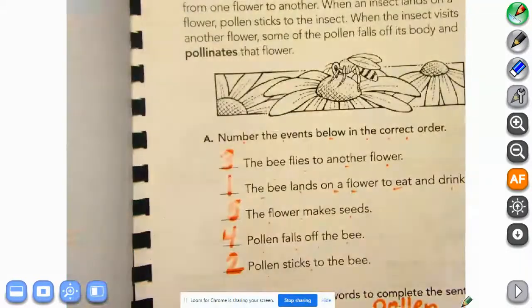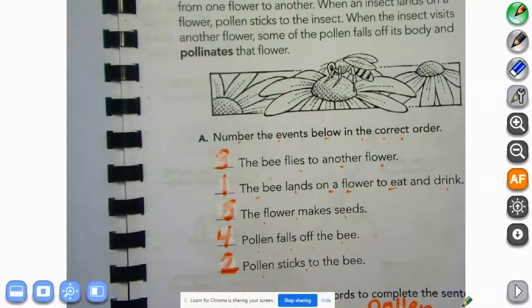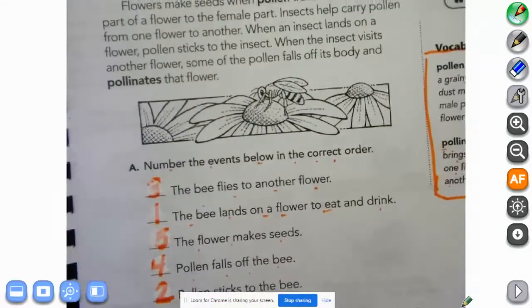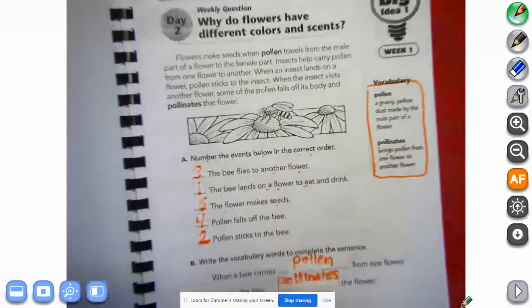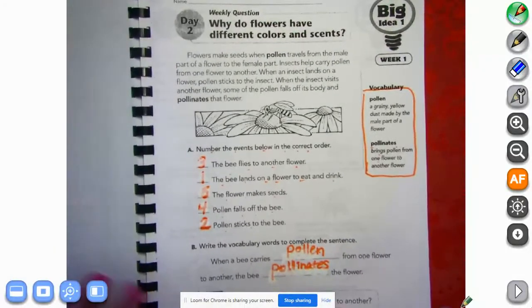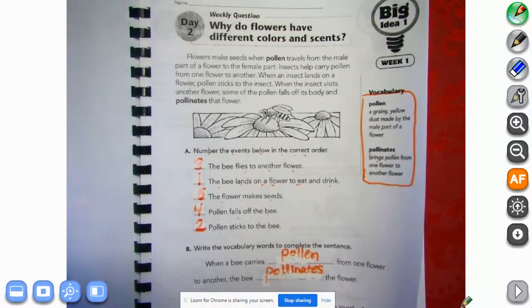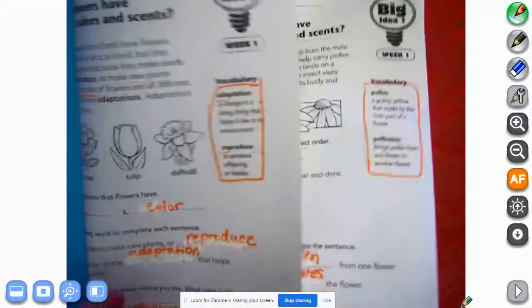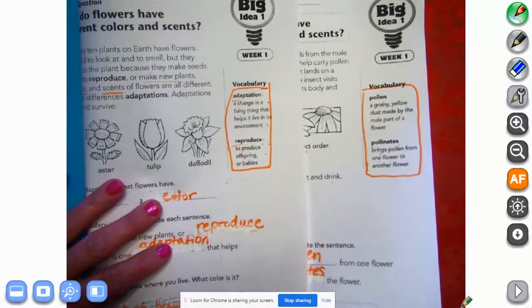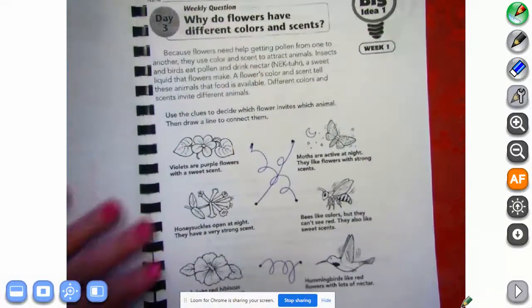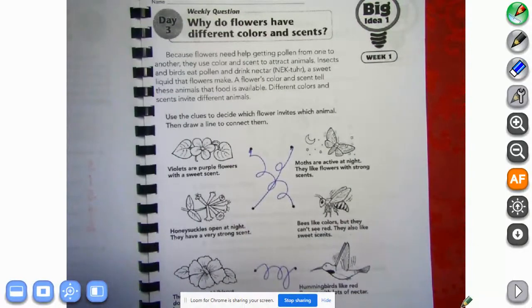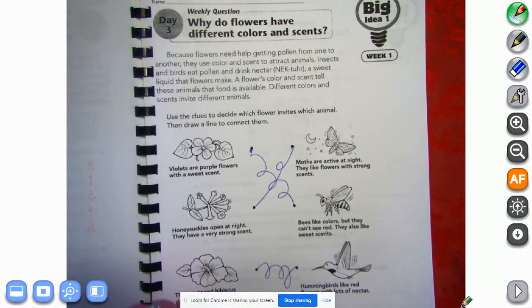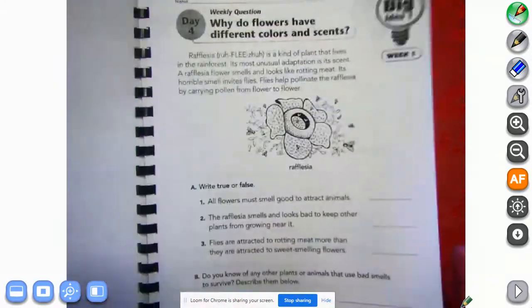Boom, there's science. All right, so we were talking about why do flowers have different colors and scents? Why do they do that? To attract different things so that they can pollinate, right? And we talked about how they can adapt and reproduce so they can change. So let's go to day 3. Why do flowers have different colors and scents? Oh, we did that one. Sorry. Let me go back. Next one. Okay.